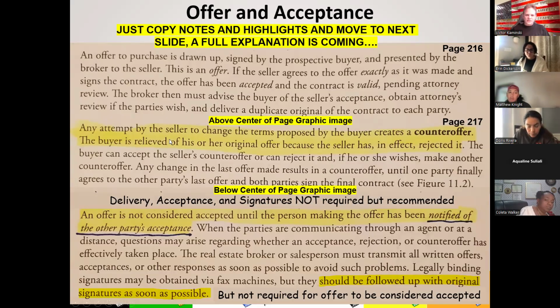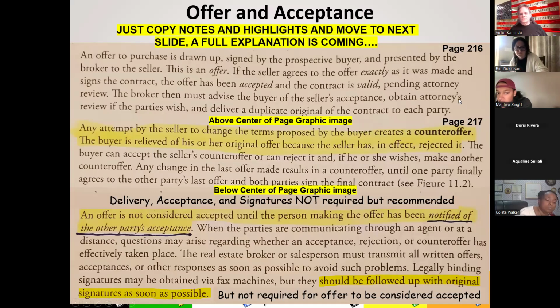This is telling you where this can be located on page 217, above the center of the page graphic image. This one is below the center of the page graphic image. You would write this up there: delivery, acceptance, and signatures not required but recommended, and do all these highlights. And then there's also a note down here, but not required for offer to be considered accepted. Okay, so do all those highlights and do all those notes and let me know when you got it.